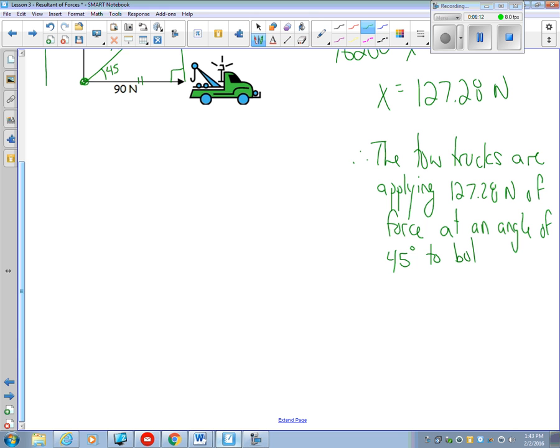To both trucks. Okay, but remember, force, velocity, anything of the vector needs a size and a direction.